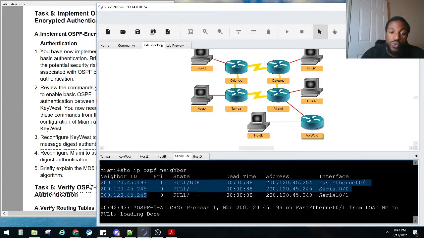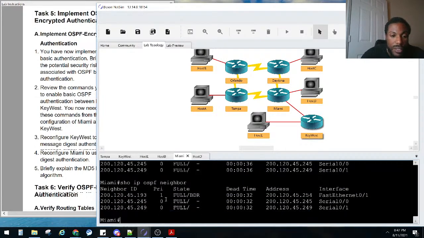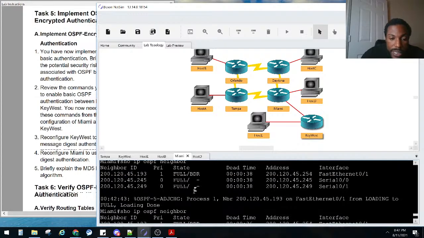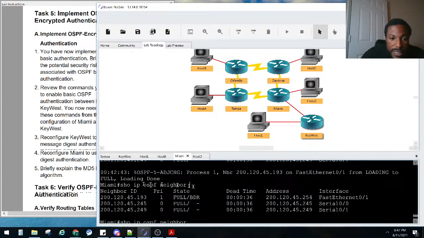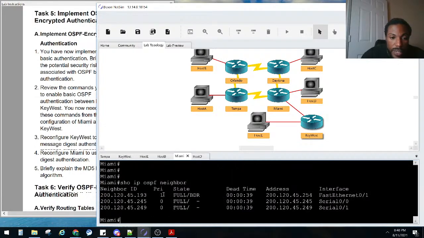He had 3 neighbors. Now we do show IP OSPF neighbor. Now he's got 3 neighbors. What was the other neighbor supposed to be? I guess he was a neighbor, he just wasn't, because see, now it says full. Loading to full. I thought we'd had 4 neighbors. I thought 1 would have been a neighbor, 2, 3, and then a 4th neighbor. What am I missing here?